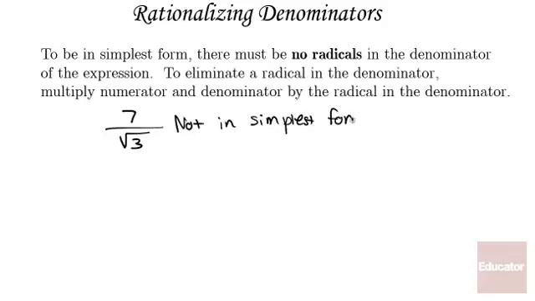The technique to get the radical 3 out of the denominator is to multiply the numerator and the denominator by the radical in the denominator. I'm looking at this, and my radical in the denominator is the square root of 3. So I'm going to multiply both the numerator and the denominator by the square root of 3.